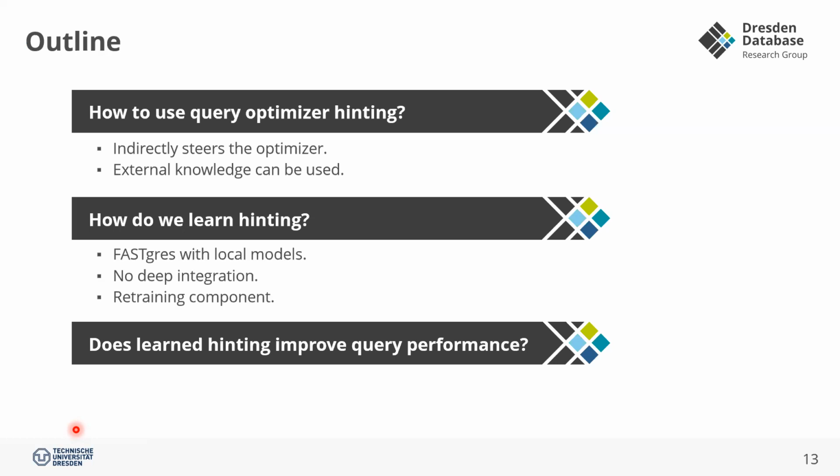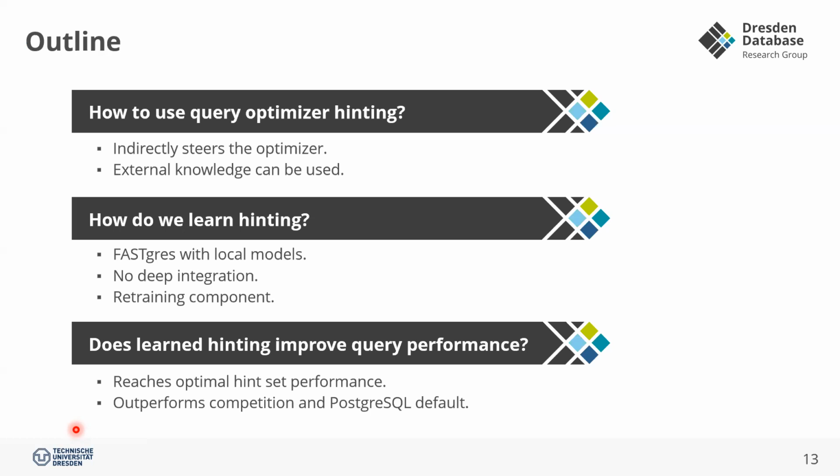I've presented FastCREST, our local model approach, with this context-wise prediction of hint sets with no deep integration. It's a Python component you can use with any DBMS that exposes hints to the user. And we have this special retraining component that helps you avoid the staleness of models during data or workload shifts. And I've shown you that it improves performance both regarding the competition, and it also beats the Postgres default.